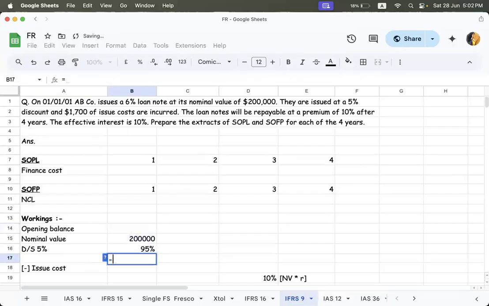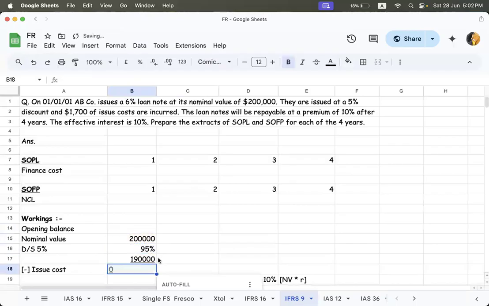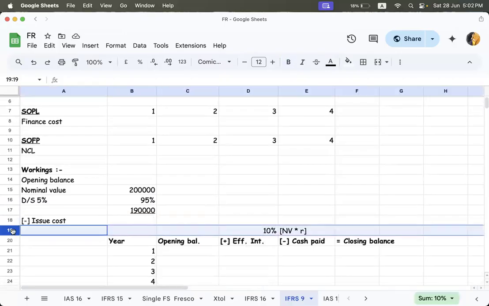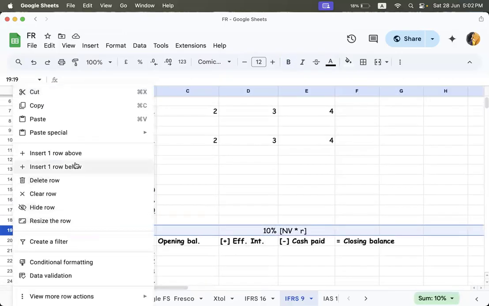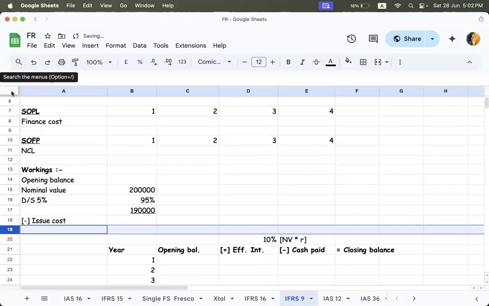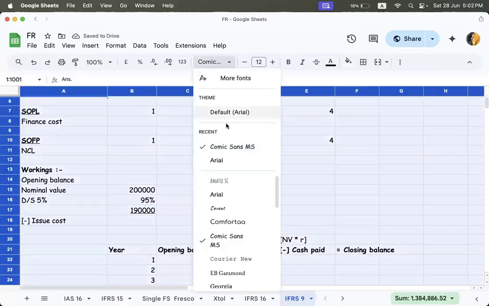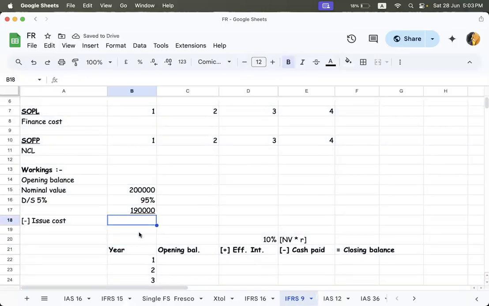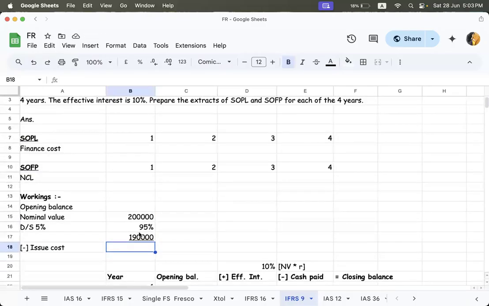So how much are you getting? It is 200 into 95%, right? So you're getting 190,000. Clear? So from 190,000, you have to deduct the issue cost.